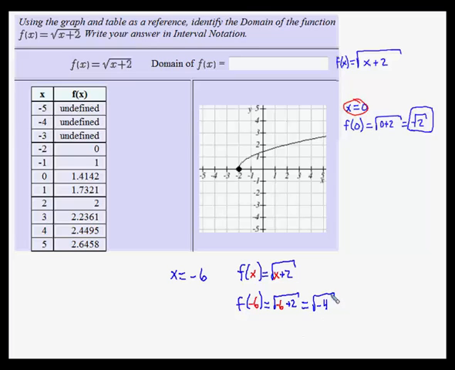Whenever you take the square root of a negative number, the result is a number that's not in the real number system. It is in what's called the complex number system. That's for another video. When we ask to find the domain of f, the intent is to find input values that give real number outputs, not complex number outputs.